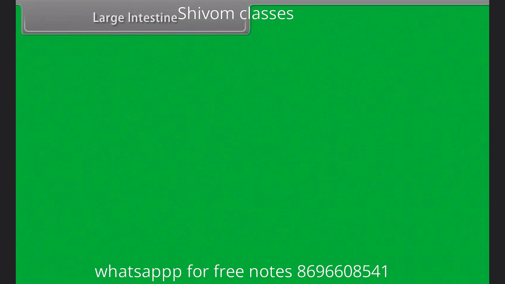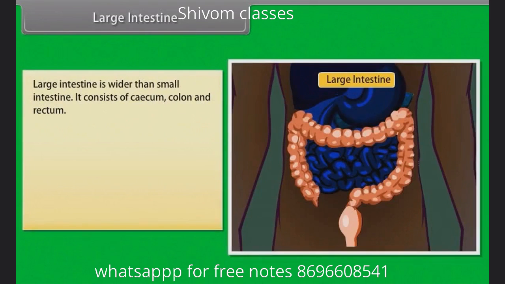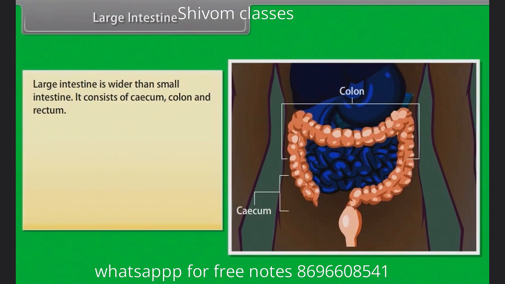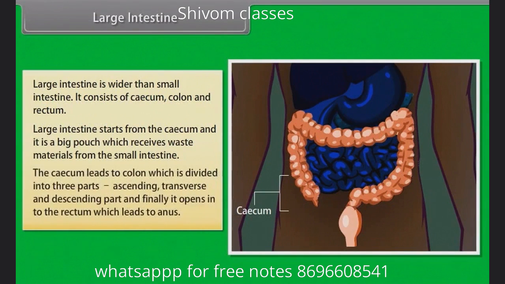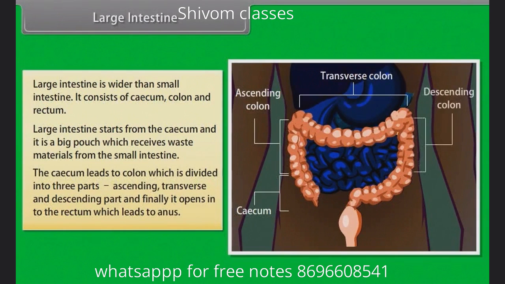Large intestine. Large intestine is wider than small intestine. It consists of caecum, colon and rectum. Large intestine starts from the caecum and it is a big pouch which receives waste materials from the small intestine. The caecum leads to colon, which is divided into 3 parts: ascending, transverse and descending part, and finally it opens into the rectum, which leads to anus.